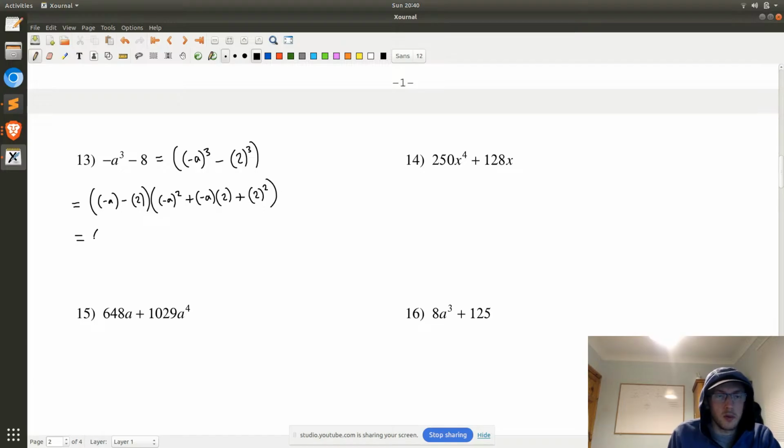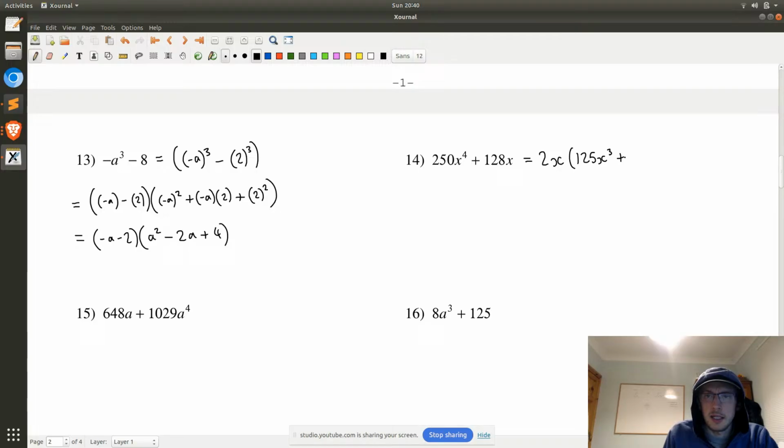Okay, so who's here? Minus a minus 2. That's clear. Who's here? a squared, take 2a, add 4. Okay. This, no. We need to factor out the 2. Factor out 2x, in fact. And then what we see here is 125x cubed, add 64.